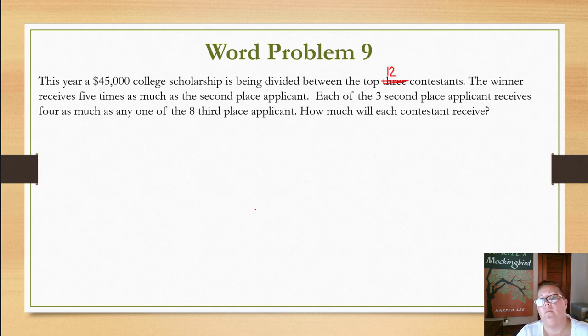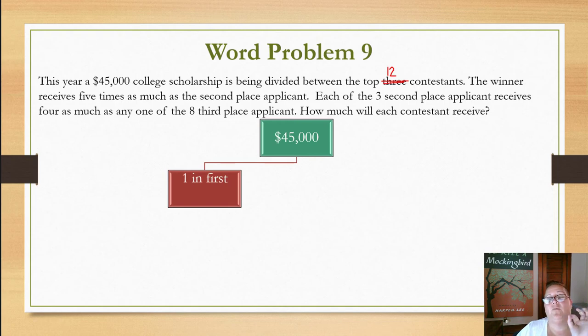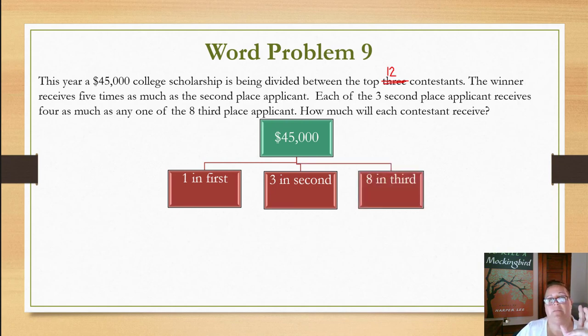So we're awarding more money. We're awarding the same amount of money, but we're spreading it out to more people. This is going to dilute it. Watch what happens. All right, so here we go. We've got 45,000. It's still split between first place, second place, and third place. But this time around, we have one person in first place. One person still gets a main award that will hopefully pay for all of their college. In second place, we now have 3 people, not just 1, but 3. And in third place, we have 8 people.